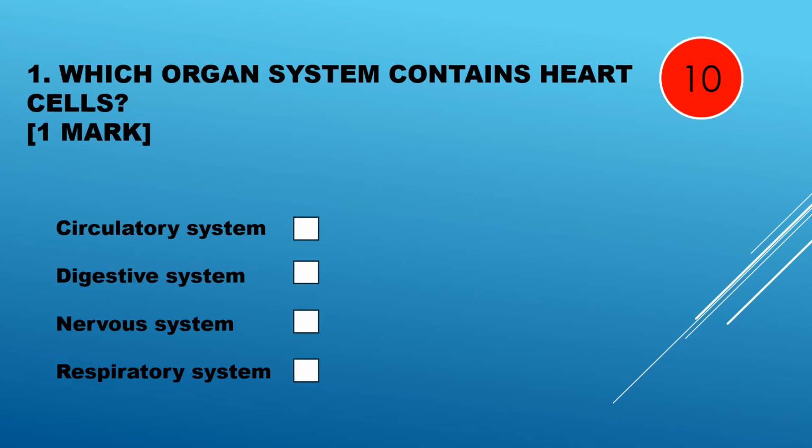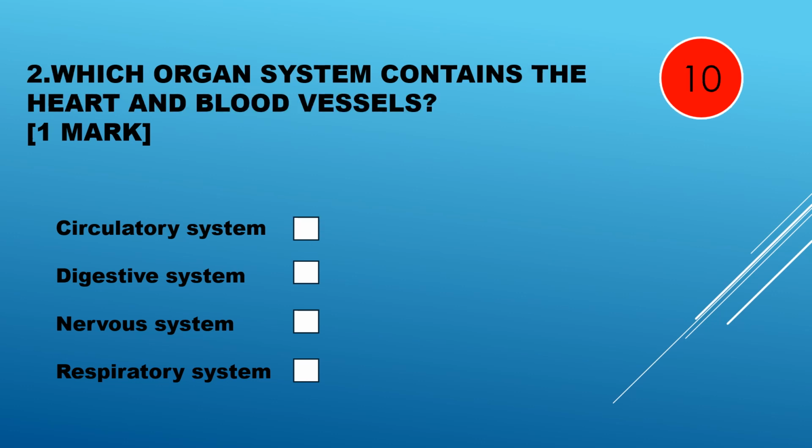Question 1. Which organ system contains heart cells? Circulatory system, digestive system, nervous system, or respiratory system? It's the circulatory system. Number 2. Which organ system contains the heart and blood vessels? Circulatory system, digestive system, nervous system, or respiratory system? It's the circulatory system.